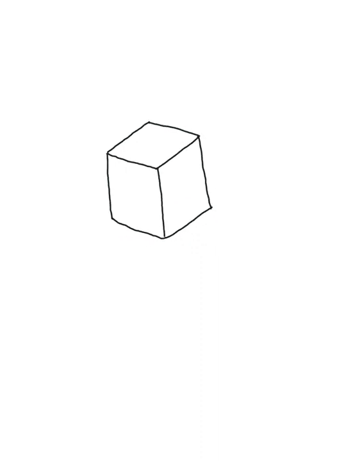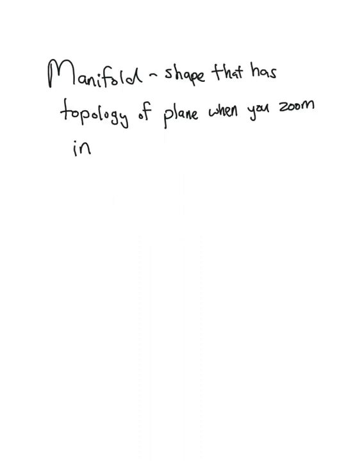A ball and a cube clearly look different, but since we can transform one into the other by squeezing and stretching, we say that they have the same topology. So a manifold is a shape that has the topology of a plane when you zoom in.